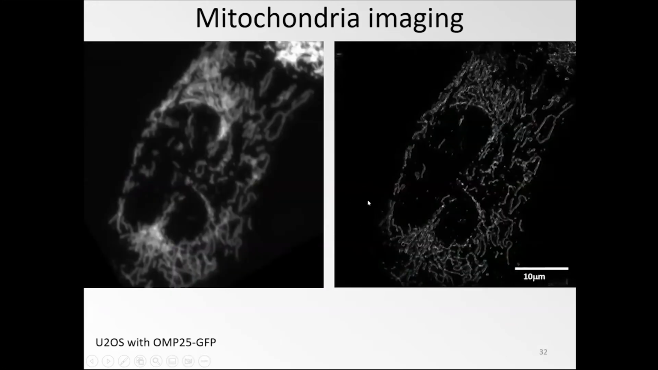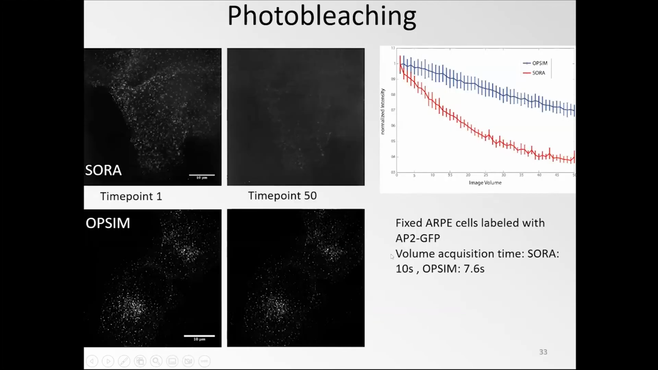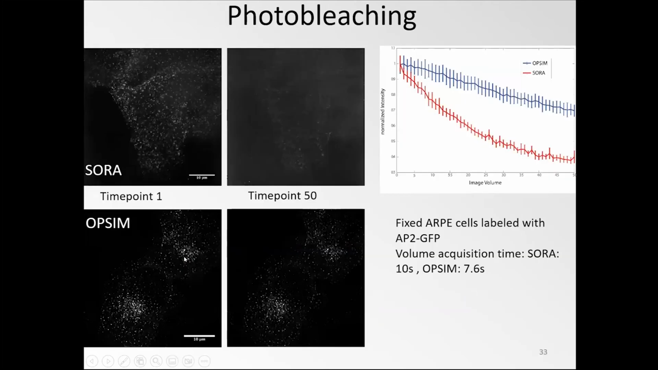Here, this is mitochondria. Let's again skip over the outer membrane. So you could still argue, well, you can see it in the SIM, so why do you need the OP-SIM? One aspect is that thanks to the light sheet nature, it doesn't photobleach as quickly. So this is 50 volumes with the OP-SIM, and here 50 volumes with the SORA, which is a spinning disk super resolution microscope with similar resolving power.